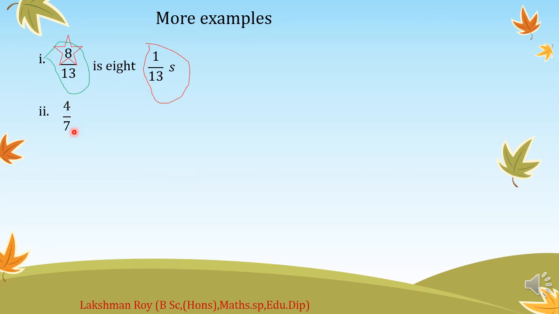See another example, 4/7. I want to find how many unit fractions, using the denominator 7. That means how many 1/7 are there? You can see there are 4 1/7. Another one, 9/10. This is a proper fraction, right? I want to find how many 1/10 are inside this 9/10. You can see there are 9 1/10, right?